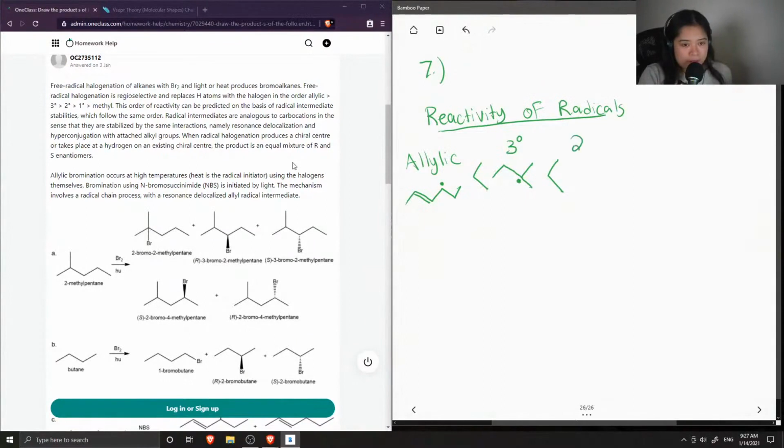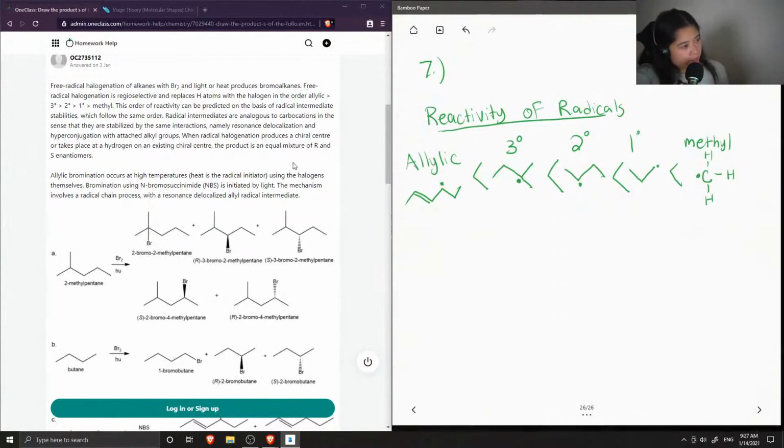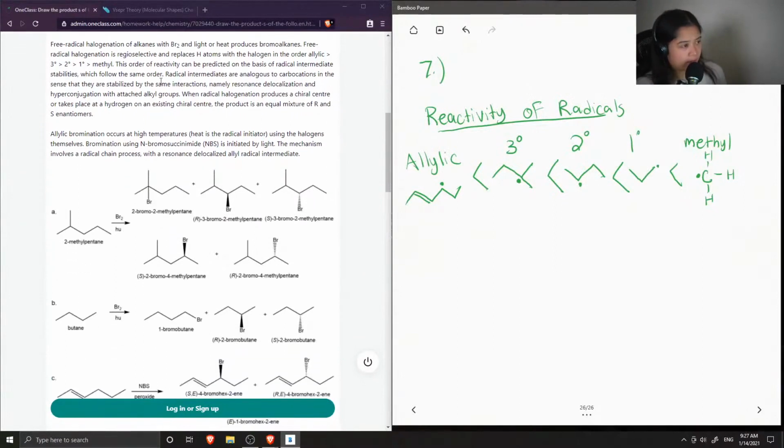So 3 degree radicals are more stable than your 2 degree, which can just be in the middle here. 1 degree will be at the end. And then for methyl, this is just if you have your three hydrogens and a radical on that carbon. So this order of reactivity can be predicted on the basis of radical intermediate stabilities, which follow the same order.